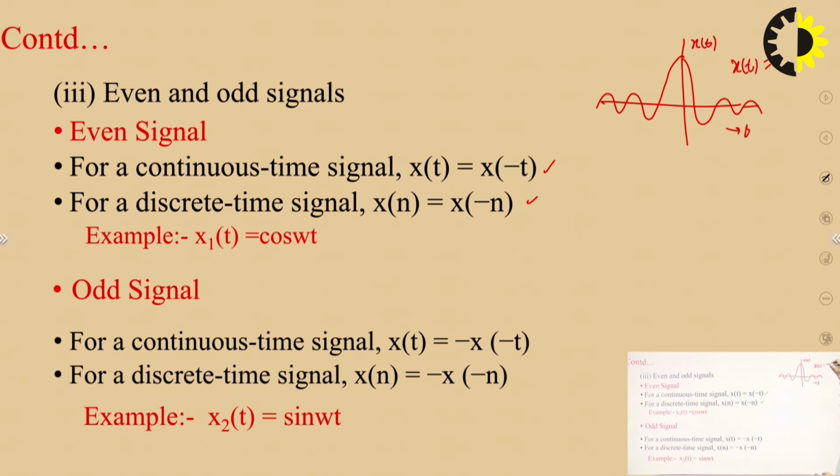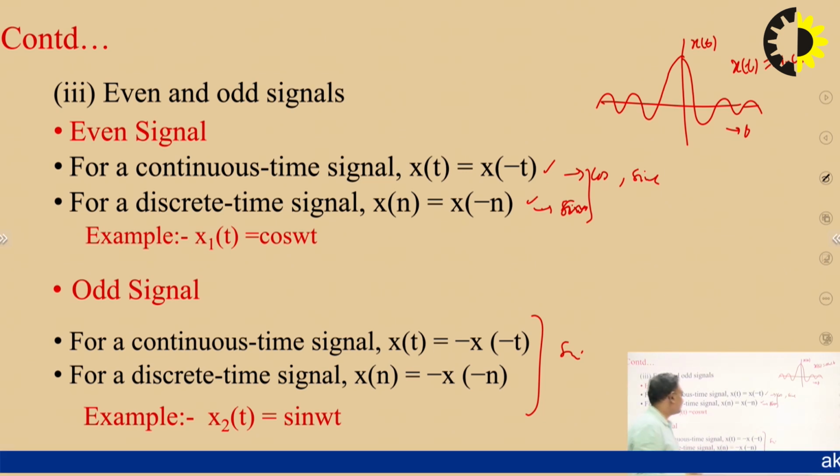x(t) equals sinc(t). So this signal is symmetric about the vertical axis, and this signal is an even signal. Examples are the cosine signal and the sinc function. Odd signals: here the example is the sine signal. For a continuous time signal, an odd signal is defined as x(t) = -x(-t), and for a discrete time signal, x(n) = -x(-n).